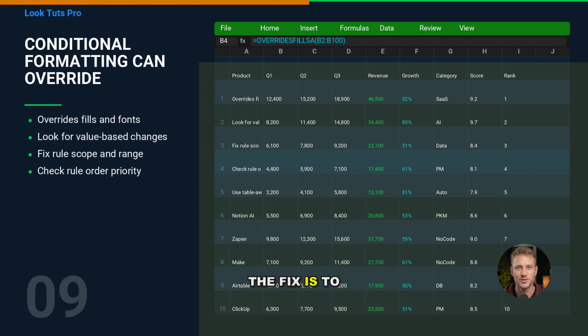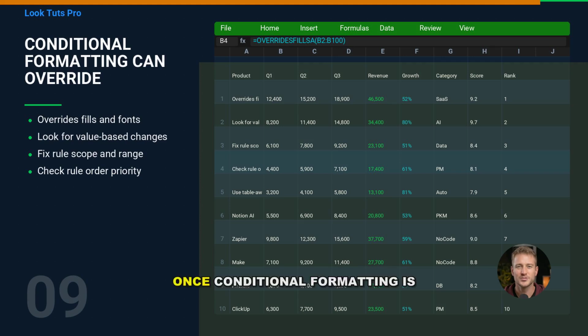The fix is to review the conditional formatting rules and their scope. Make sure rules apply to the intended columns, not the entire table. Also check rule order and whether stop if true is used. For tables, it's often better to write conditional formatting rules that reference the table columns cleanly, so the rules expand with the table without accidentally covering headers or totals. Once conditional formatting is tidy, table styles become much easier to manage.